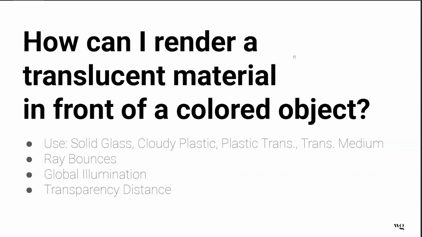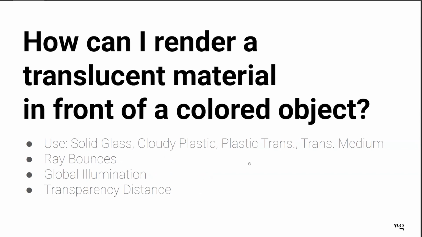We're going to begin with materials, and the first question out of the gate is, how do we render a translucent material in front of a colored object? And the way I decided to handle this is we're going to do bullet point answers, and then where it makes sense, I'm going to switch on over to KeyShot and demonstrate it. So my first suggestion here is we're going to use either a solid glass, a cloudy plastic, a plastic transparent, or a plastic medium, or sorry, transparent medium material within KeyShot.